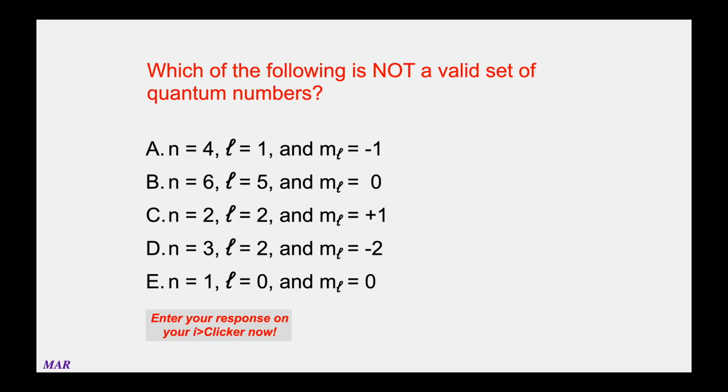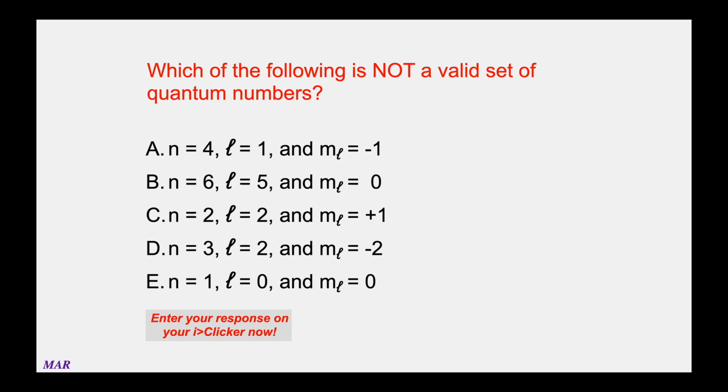Here's a set of quantum numbers, and I'd like you to tell me which of the following is not a valid set of quantum numbers. So use the rules for quantum numbers, see if you can figure out which one it is. This would be a good place to pause the video and work on it, and when you're ready, you can unpause it. Pause your video now.